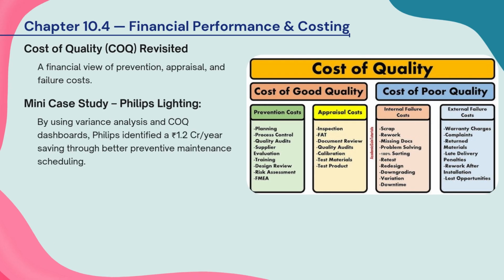This slide revisits the cost of quality, which includes prevention, appraisal, and failure costs. Investing more in prevention and appraisal helps reduce internal and external failure costs. The Philips Lighting case shows how using COQ dashboards and variance analysis helped them save 1.2 crore per year simply by improving preventive maintenance planning. This highlights how COQ directly connects quality practices with financial performance.